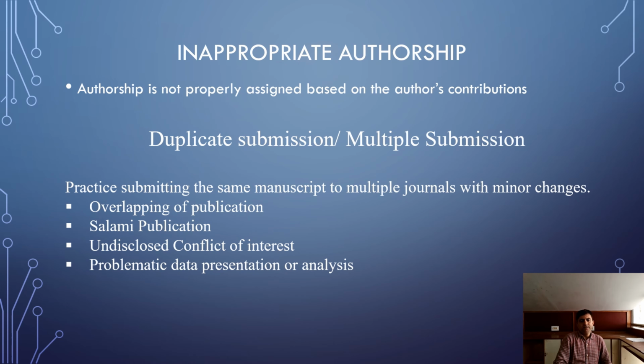Okay, so there are many types of plagiarism. Inappropriate authorship means we do not contribute to a publication and put our name there. Duplicate submission, multiple submission, and overlapping publication: overlapping publication means we do one big work, and then later do a similar production of the work. Salami publication means we have one big work and cut it into small pieces. And undisclosed conflict of interest means we do not disclose the interest, and later on it is not used properly.